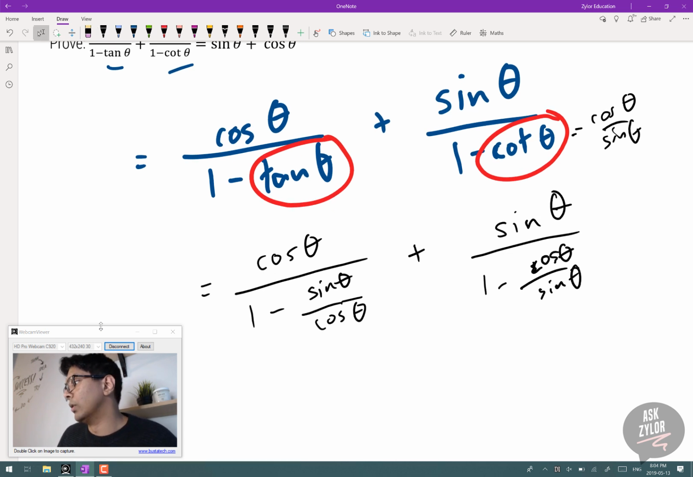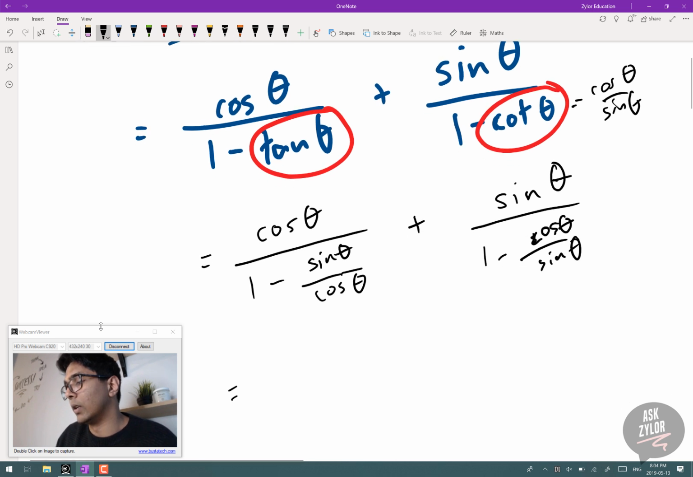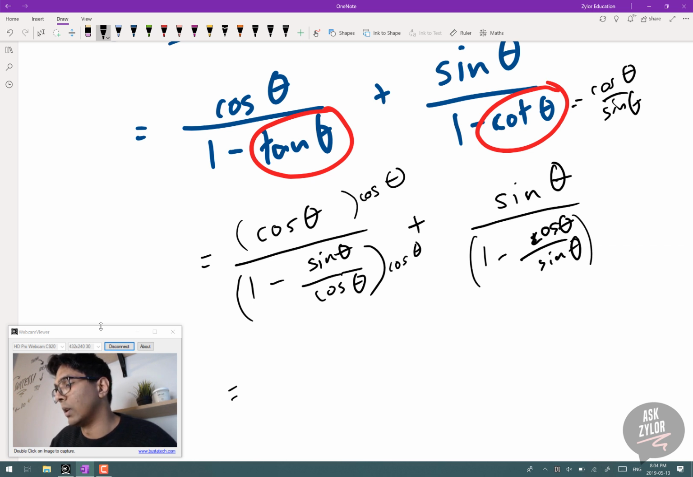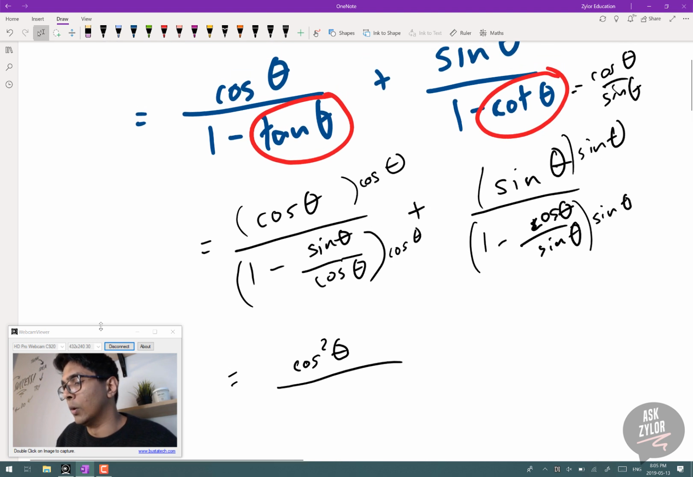Right? So my next step should be to try and make these denominators the same, so that I can add them and get it into one term. So what I could do is get rid of the cos in the denominator by multiplying both the top and the bottom by cos. This will eliminate my denominator of cos, right? I'm going to do the same for the right hand side. So I'm going to multiply both the top and bottom by sine, so I can get rid of the sine in the denominator. Right? This will give me cos squared theta over cos times 1 is cos theta. Sine over cos times cos, I get just sine theta.